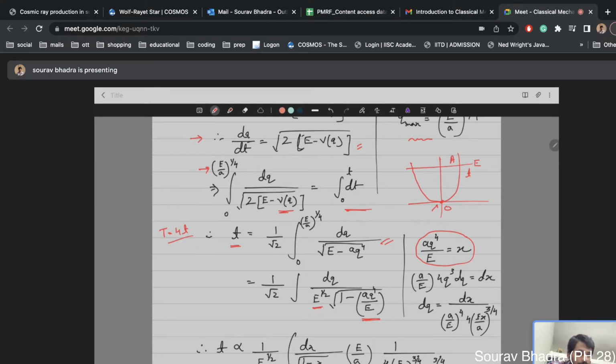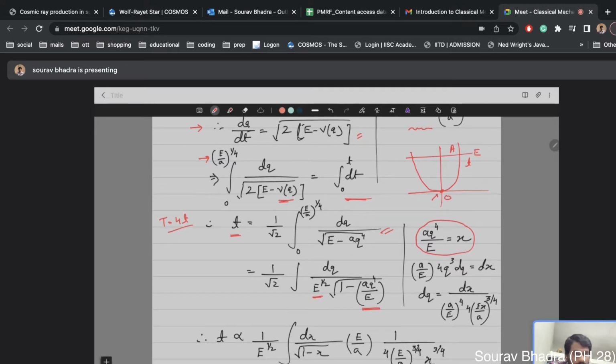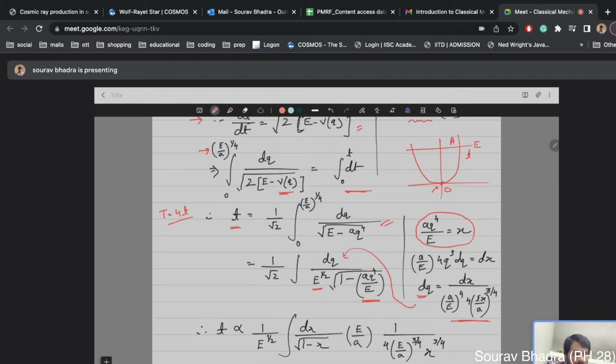So we are substituting a q to the power 4 by E as x. If we substitute it in a proper way, just go through the lines which I have written: a by E is constant, and 4q cube dq equals dx. So from there you can calculate the dq, and just substitute this dq in this equation. All the other terms, substitute in terms of x, so that our target is to convert our integration from q to x.